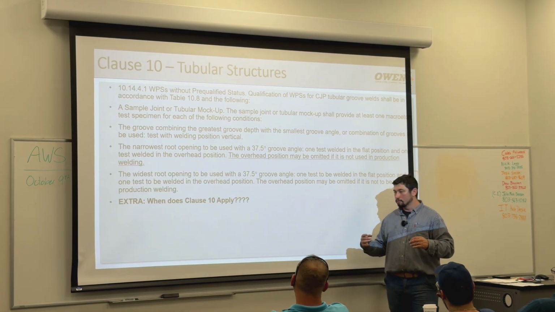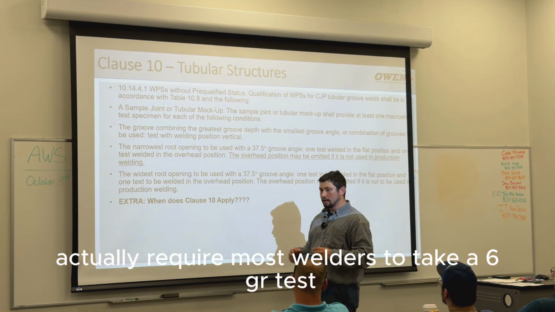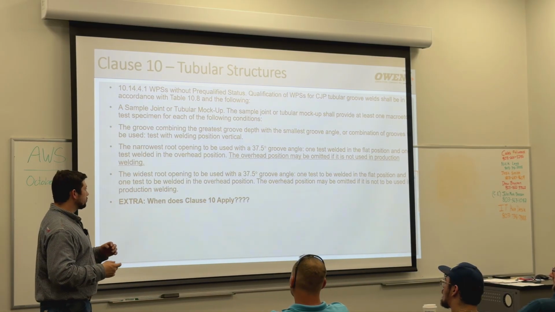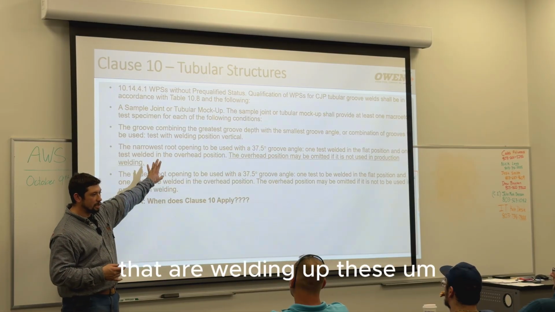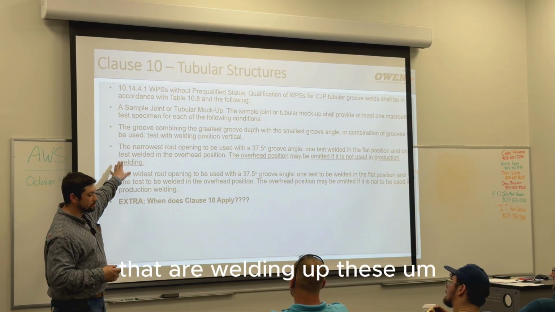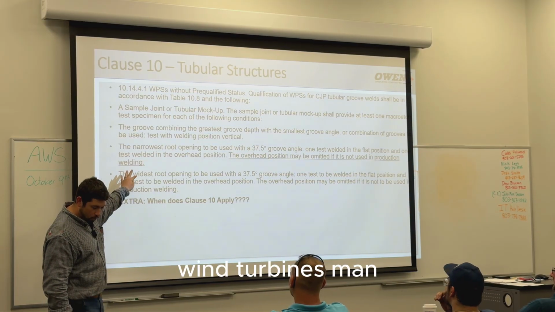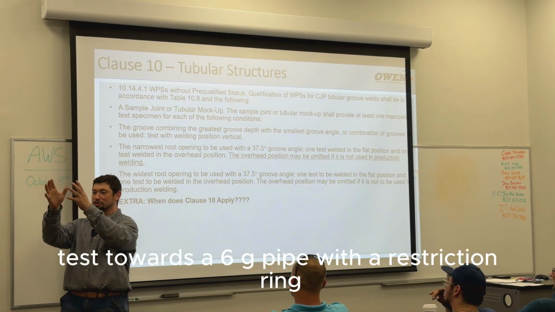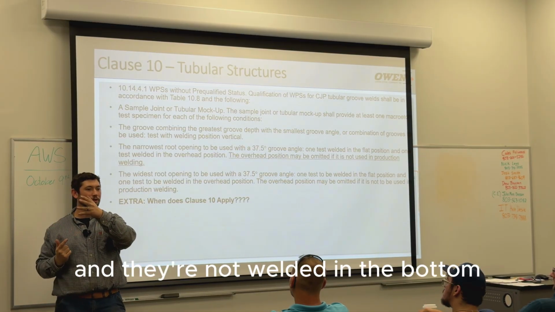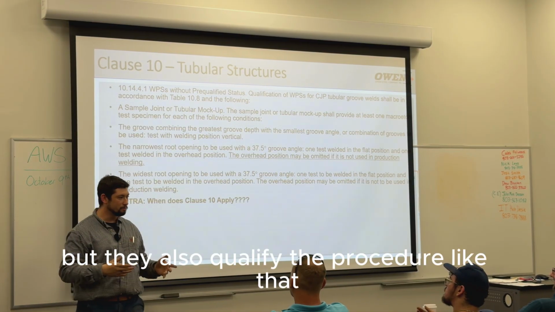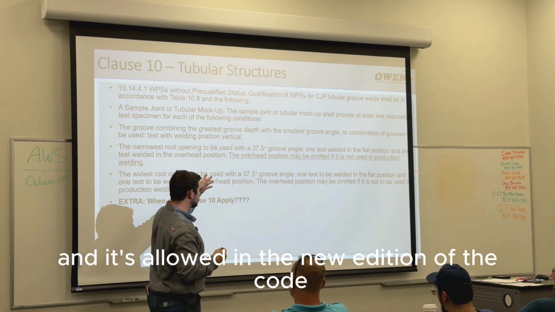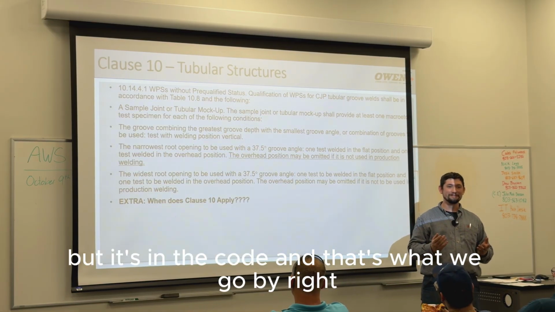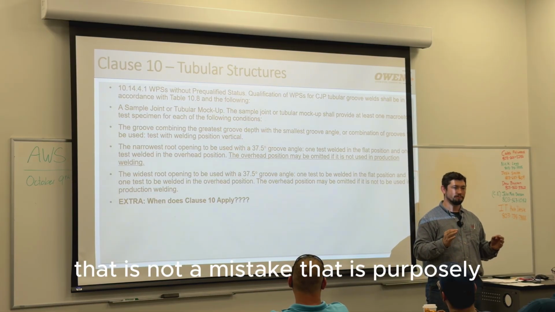So a lot of the tubular qualifications for clause 10 actually require most welders to take a 6GR test in order to do the welds they want to do. So now there's a lot of welders out there in the Midwest that are welding up these wind turbines. Man, my mind was blanking. And the test they're taking is a 6GR test, so it's a 6G pipe with a restriction ring, and they're not welding the bottom. But they also qualify the procedure like that. And it's allowed in the new edition of the code. Not necessarily something I agree with, but it's in the code. And that's what we go by, right? That is not a mistake. That is purposefully in there.